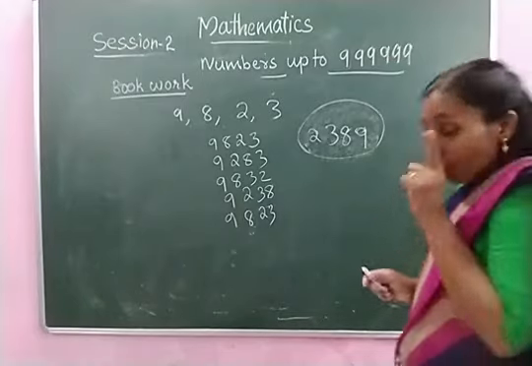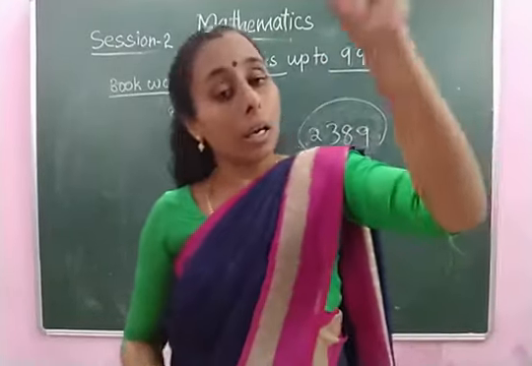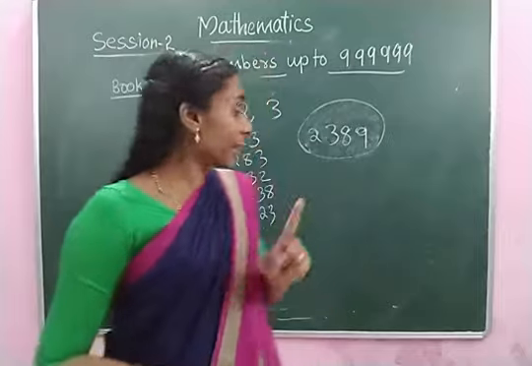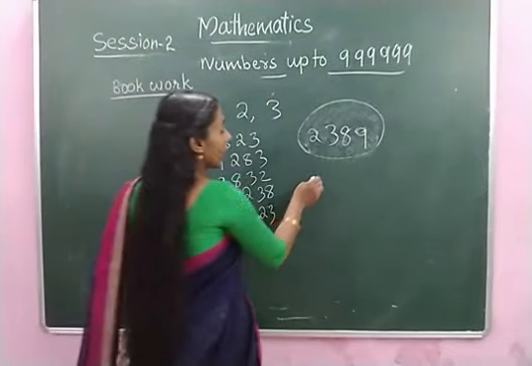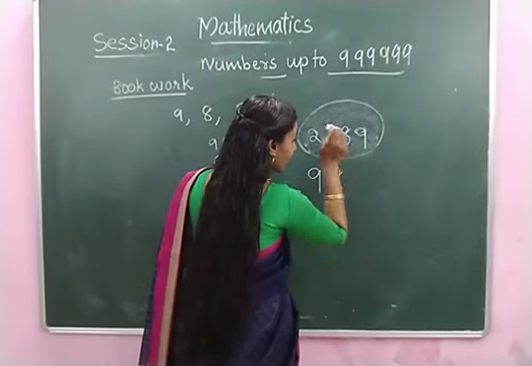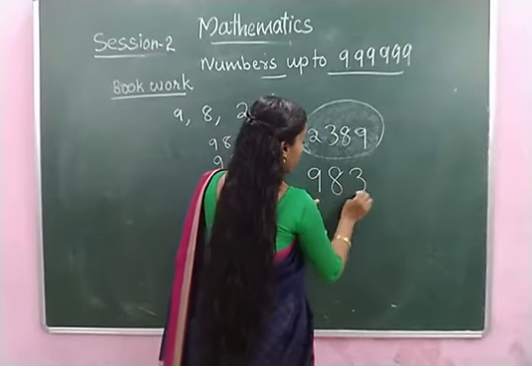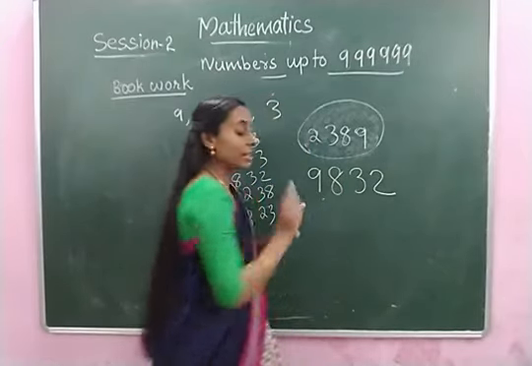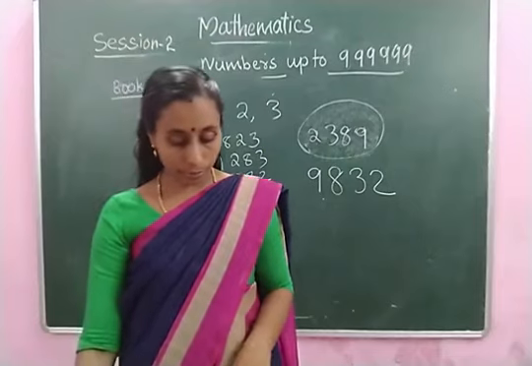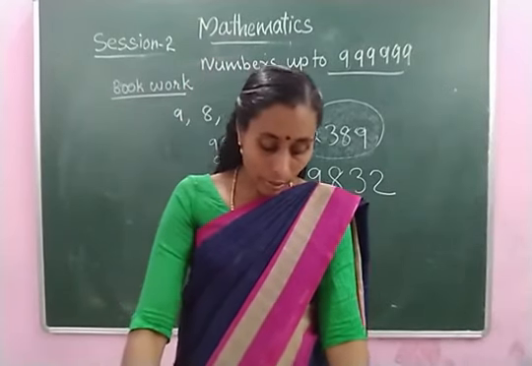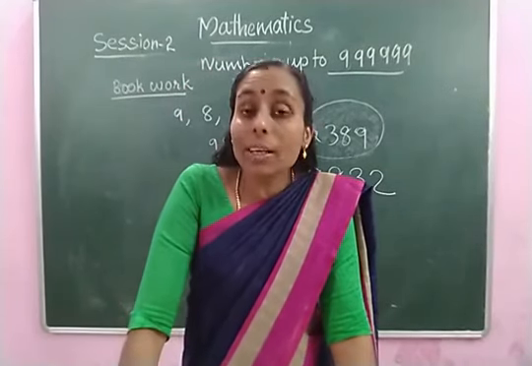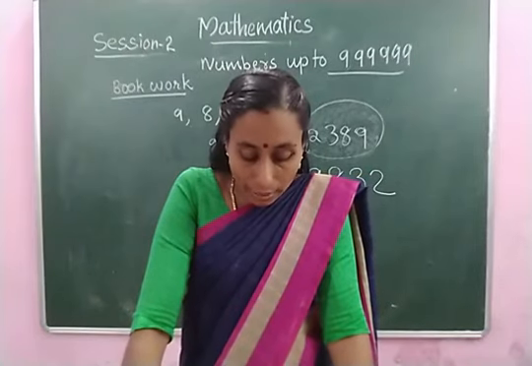Okay, if I want to get the highest or greatest 4-digit number, then I have to arrange the number in descending order, bigger to smaller. 9832.